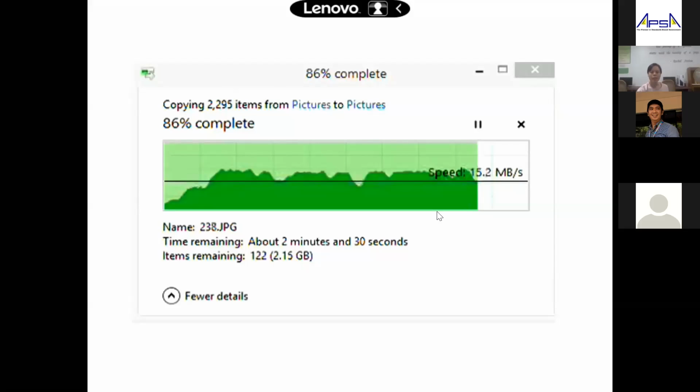Pero alam nyo naman na yung 15.2 MB per second, hindi naman siya laging 15.2 MB, di ba? If you have experienced copying files or downloading, hindi naman laging pareho yan. Kaya nagbabago. But what's the total amount that you copied or downloaded? That's the area. So, ayan.